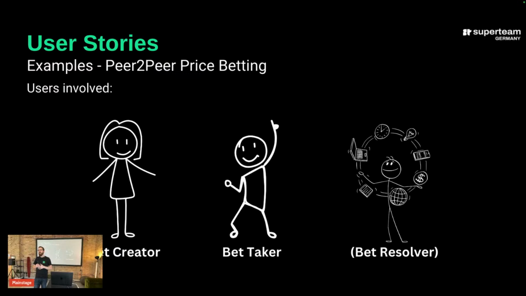And once the time is up, like in 2 weeks, we have the bet resolver, and that's in brackets for this case because it could be the creator and the taker, or it could be a third party. So it's not really a user in itself, but I think it's more like a role that we have there. That's why I mentioned it as well.